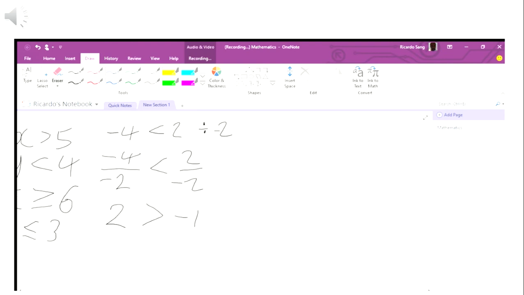Then the sign changes. So the next step we want to look at is an equation where we have, let's look at this one, negative 3x plus 7 equal 8.